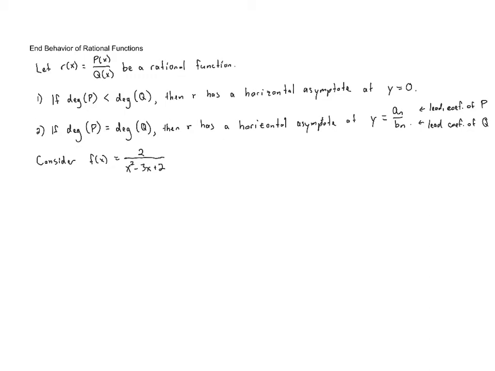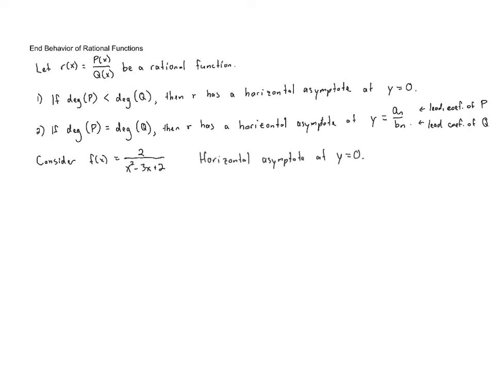Now, if we look at the degrees of the numerator and the denominator, the numerator has degree 0 because it's a constant, and the denominator has degree 2. So in this case, the degree of the numerator is less than the degree of the denominator, so we're told that there is a horizontal asymptote at y equals 0. So we've got a horizontal asymptote at y equals 0. Let me explain why this is the case.